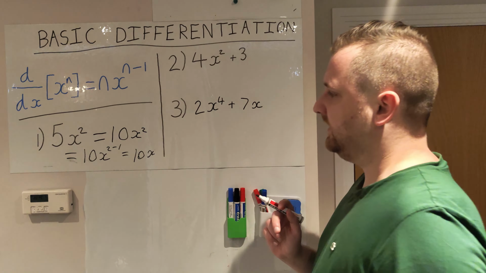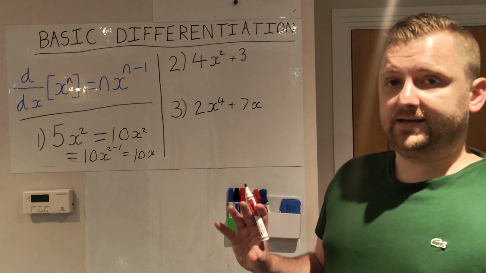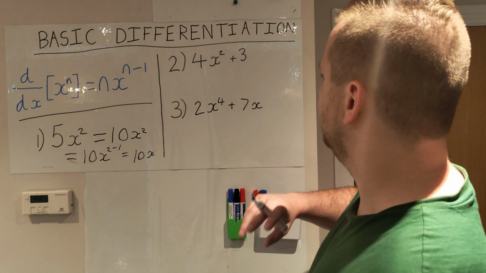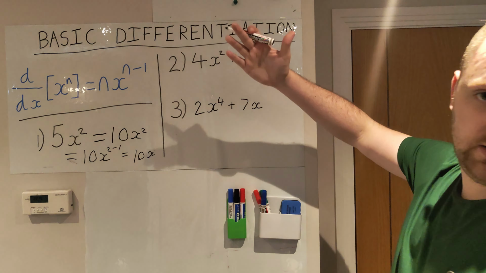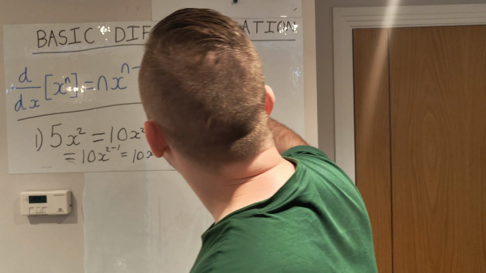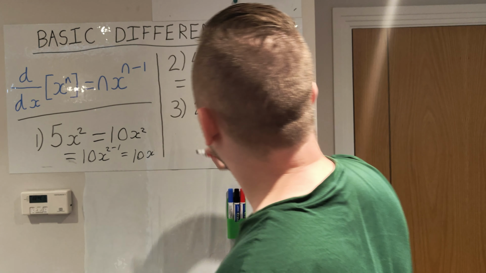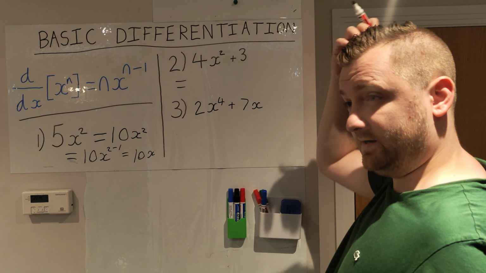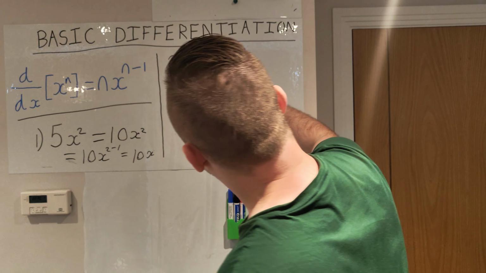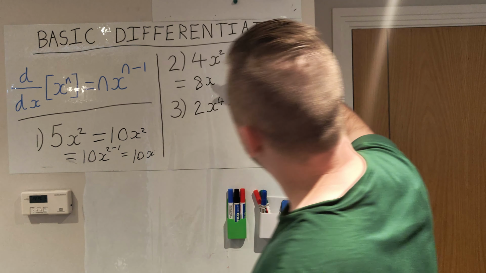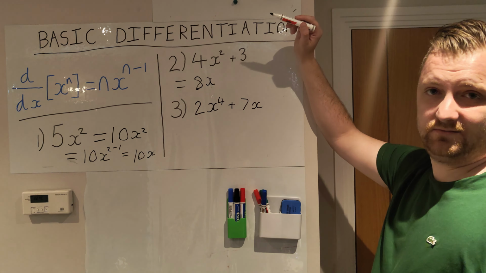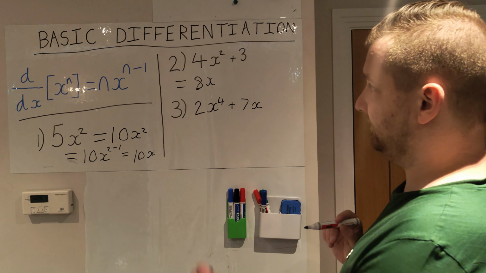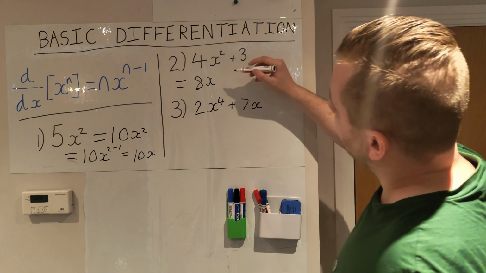You don't need to do all that work. I just thought I'd do that to give you some understanding for the video. For example, with this one, you can give it a go yourself if you want. We've got 4x squared. So we bring the 2 down, so that's 8x, to the power of 2 minus 1, so to the power of 1, it's just going to be 8x. So that's the final answer for that part.